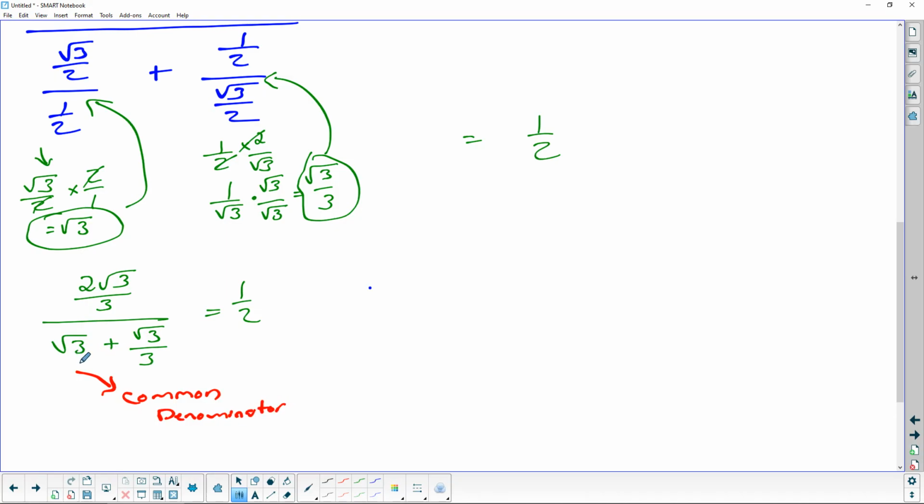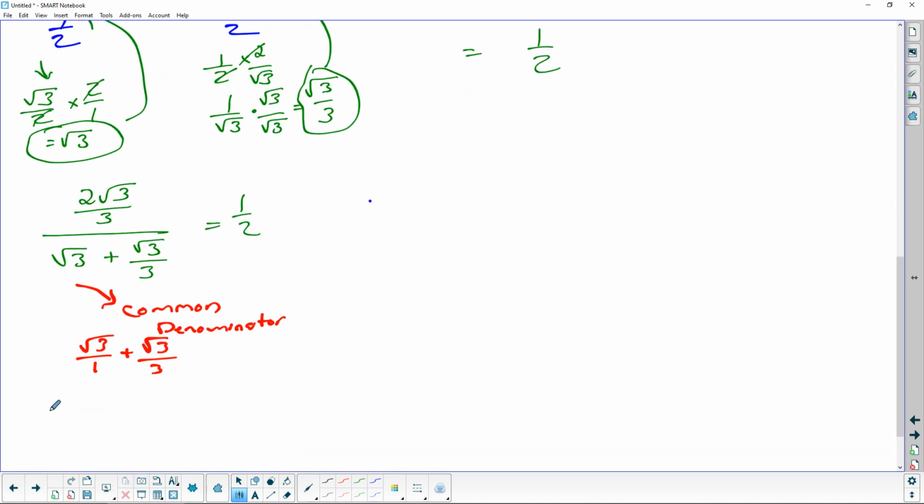Okay, the common denominator, if this is root 3 over 1 plus root 3 over 3. What's the common denominator between 1 and 3? 3. So we're going to multiply the first one by 3 and then add it together. So it's 3 root 3 over 3.